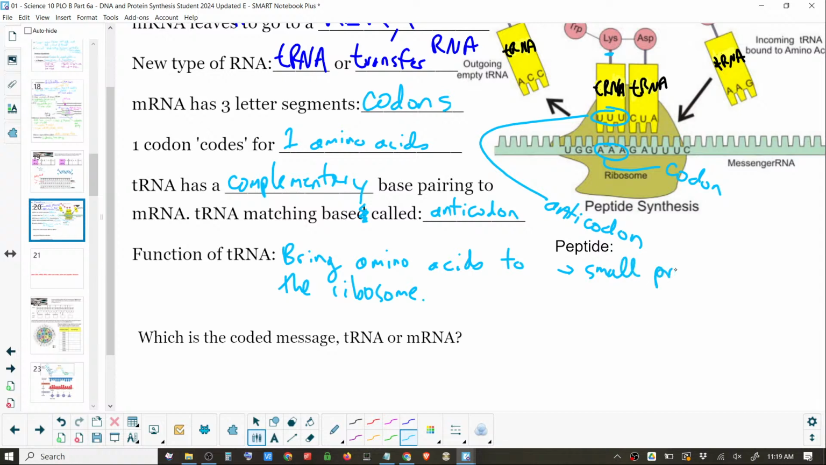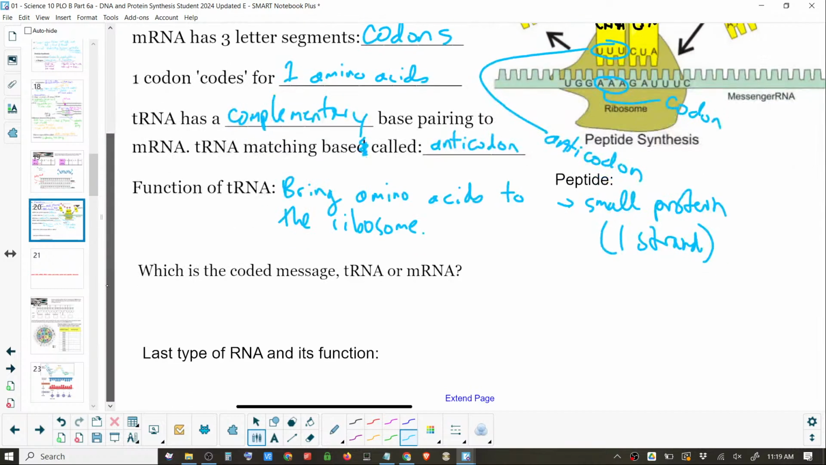A peptide is a small protein, one strand. Some proteins are made of multiple strands, and so when we refer to a peptide, it's the product of one gene. So you'll see peptide come up a lot. They just mean the protein that we made.